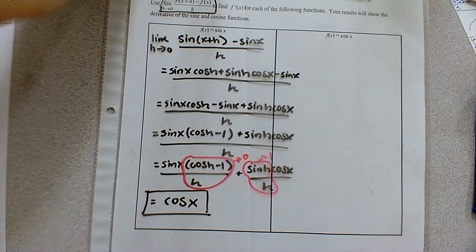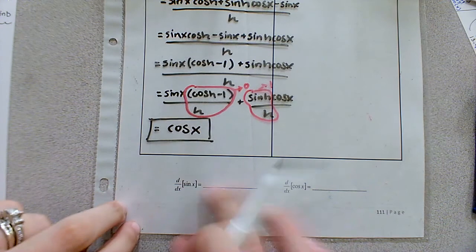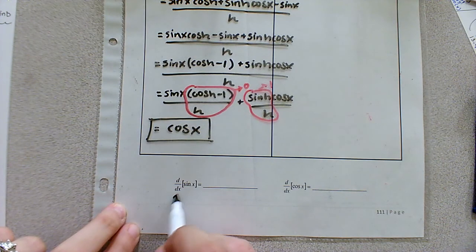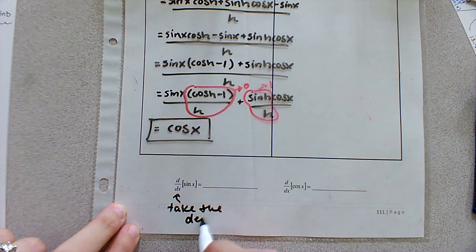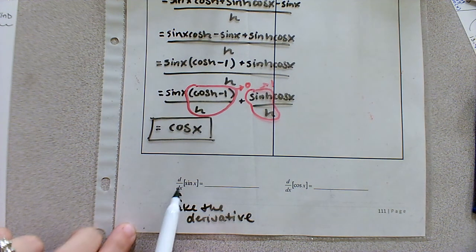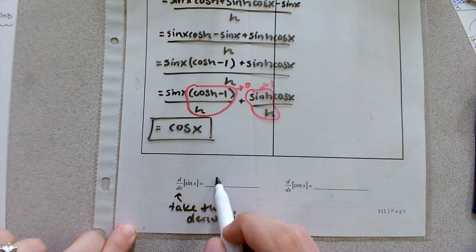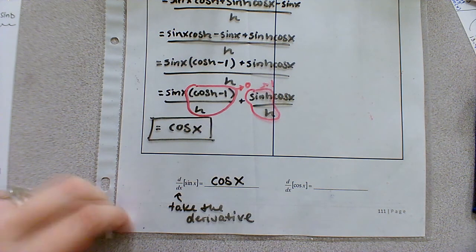So we'll write that at the bottom of the page. Here you see that derivative notation again. Again, this is just telling you to take the derivative of whatever's inside the parentheses or the brackets. So if you were to take the derivative of sine of x, you would get cosine of x.